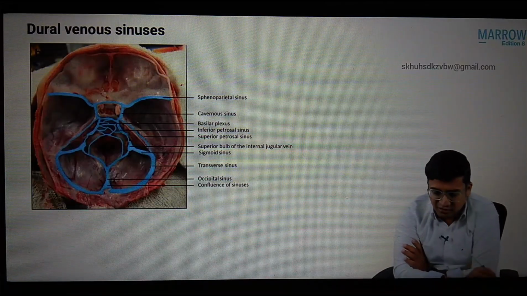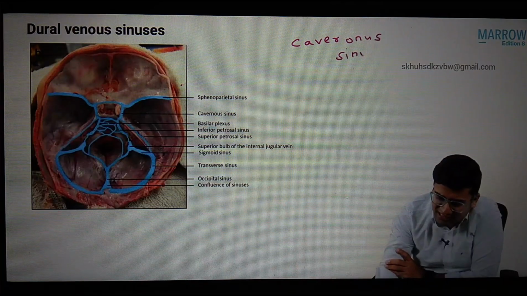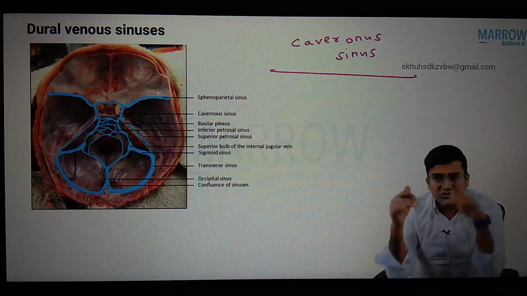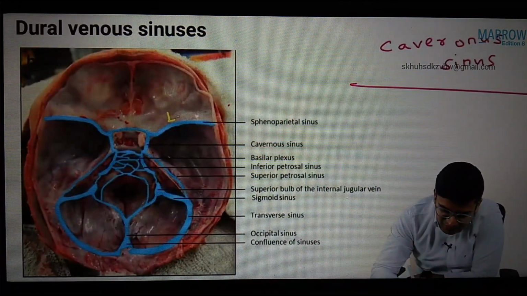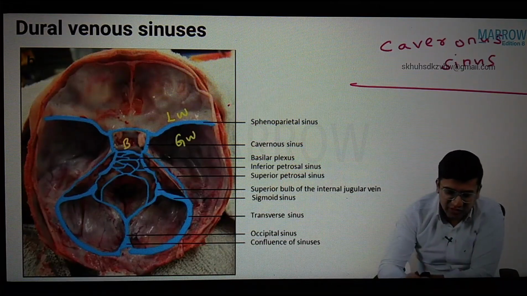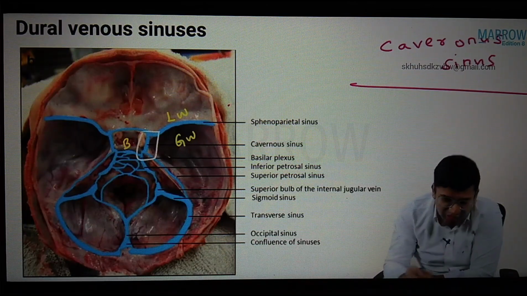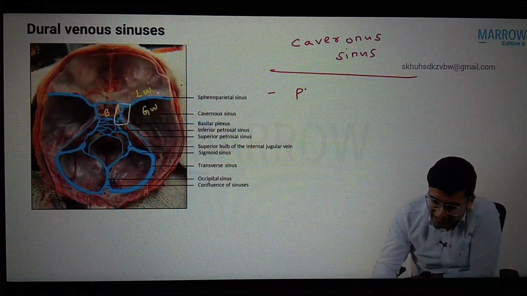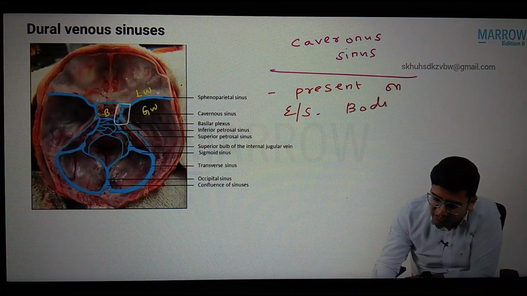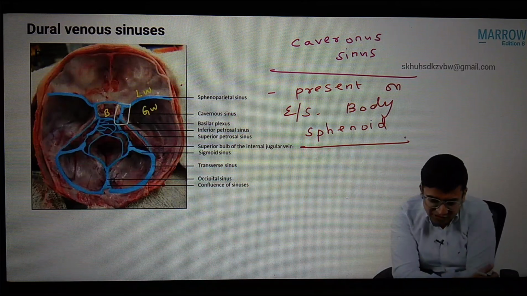Now we're going to see in detail about the cavernous sinus. So what is the location of the cavernous sinus? Cavernous sinus is present on either side of the body of the sphenoid bone. Now see the diagram. This is the superior view, and this is the lesser wing of sphenoid, this is the greater wing of sphenoid, and this is the body of the sphenoid. So B is the body of the sphenoid. Cavernous sinus is present on either side of the body of the sphenoid. Okay, that's the location of cavernous sinus.